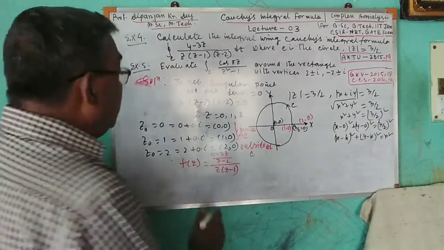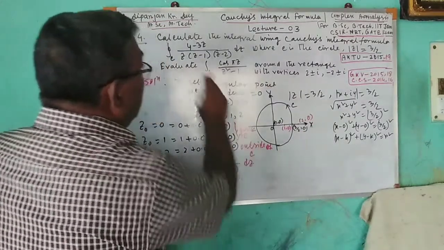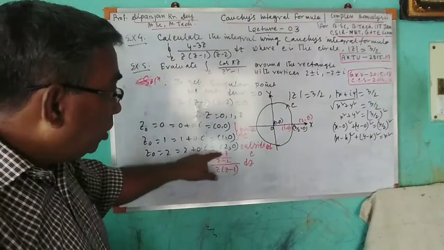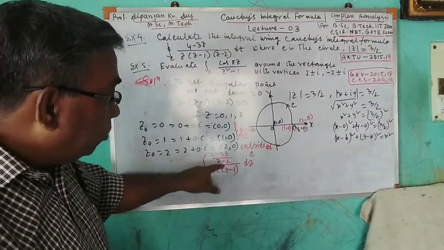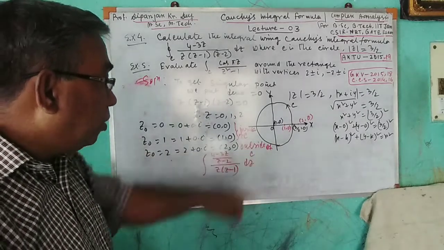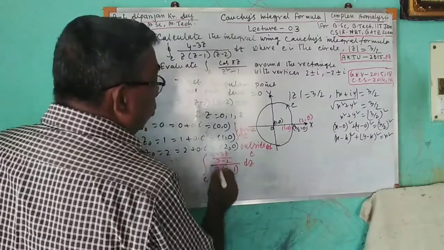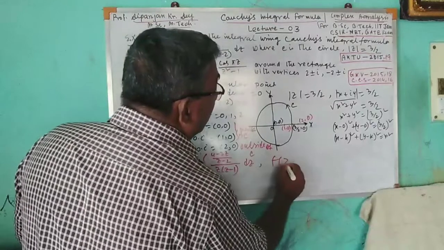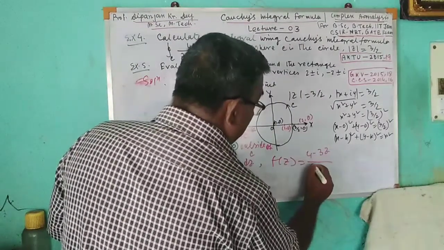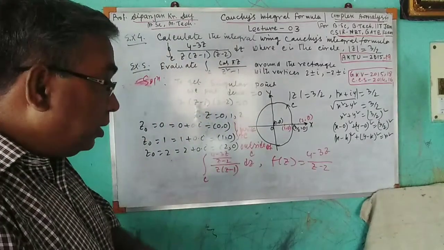This is the integration actually, the integration of this thing. So this integration can be written as this. Why am I taking z minus 2 in the numerator? Because this is outside of C. So here f(z) equals (4 minus 3z) by (z minus 2). This is your f(z).